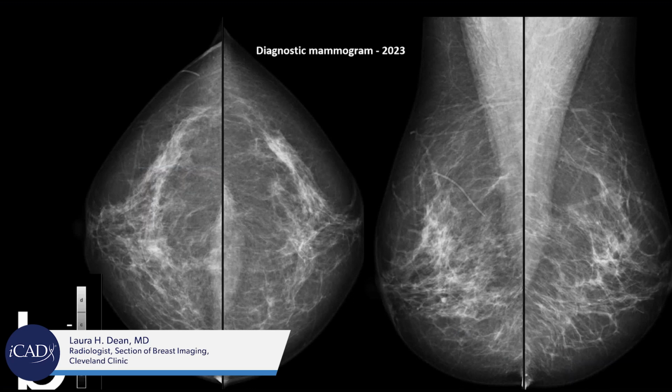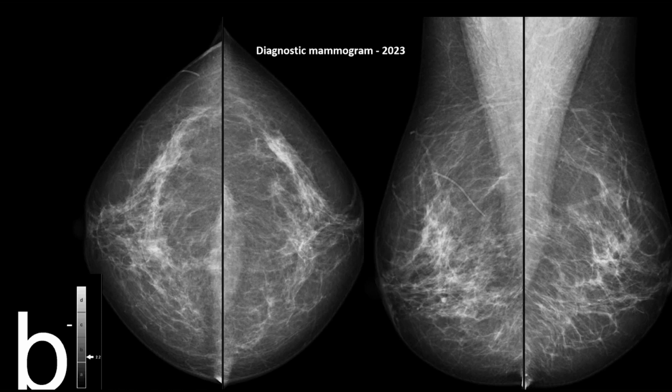This is a 46-year-old patient who had presented for a short-term follow-up of her right breast. And the significant finding that I'll eventually show you is actually in the left breast. But just as we look at these initial views, these are 2D images from her diagnostic mammogram.